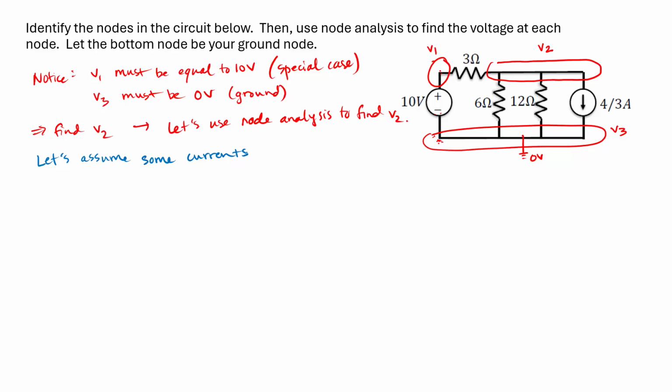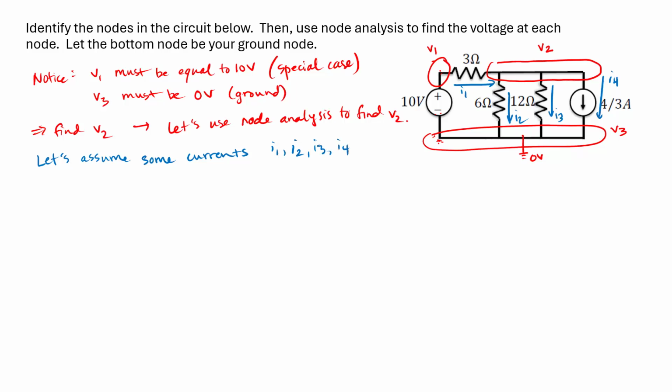Okay, so I'm going to go ahead and assume my currents are like this. I have I1 flowing from my 10-volt source to the right, and then I have I2, I3, and I4 all flowing downward through the 6 ohm, 12 ohm, and 4/3 amp components, respectively. And so we go ahead and assume those.